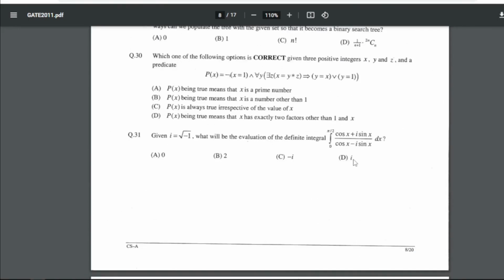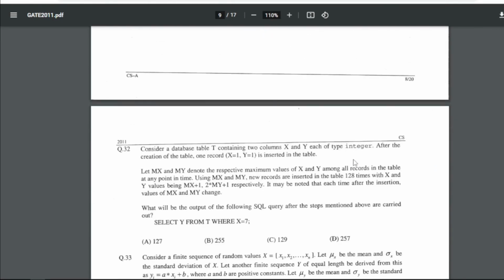Now 32 is: consider a database table T containing two columns x and y, each of type integer. After the creation of the table, one record x equals 1 and y equals 1 is inserted in the table. Let mx and my denote the respective maximum values of x and y among all records in the table at any point in time. Using mx and my, new records are inserted in the table 180 times with the x and y values being mx plus 1 and 2 multiplied by my plus 1 respectively. It may be noted that each time after the insertion, the values of mx and my change.